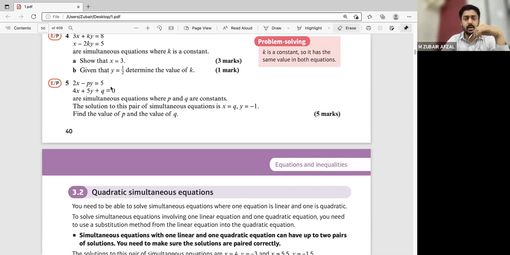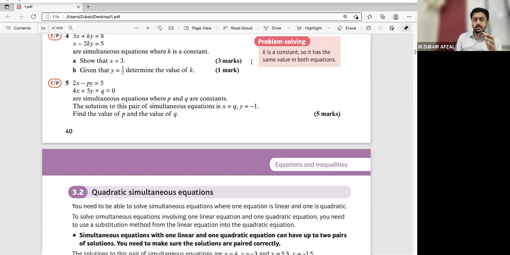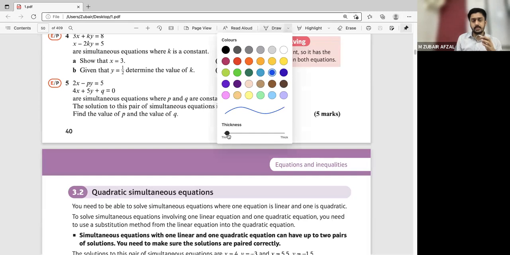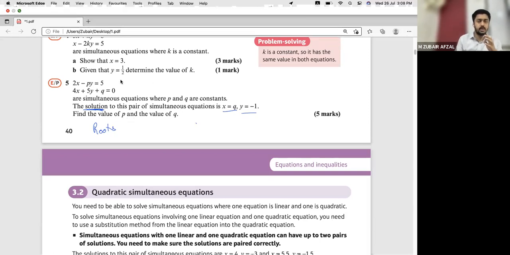2x minus py equals 5. Second equation, 4x plus 5y plus q equals 0, are simultaneous equations where p and q are constants. The solution to this pair of simultaneous equations is x equals q and y equals -1. When it says this is the solution, the other word which we used in chapter 2 was roots. So either they say solution or they say roots, means the same thing, and value of x is given, value of y is given. Find the value of p and value of q.